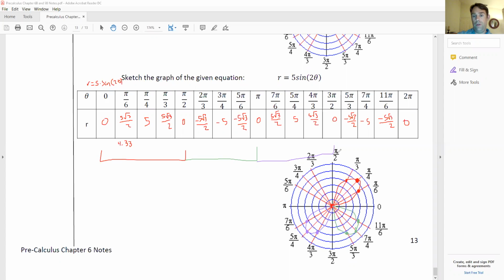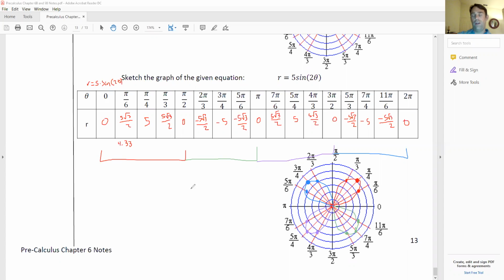And then I'll end with blue here on this last little bit. At 5 pi over 3, I'm going backwards again to negative 4.33. So I went backwards again. And then I'm at negative 5 at 7 pi over 4. At 11 pi over 6, I'm at negative 4.33 again. So I'm going backwards again. And the graph looks something kind of like this. And we're back to the beginning again.